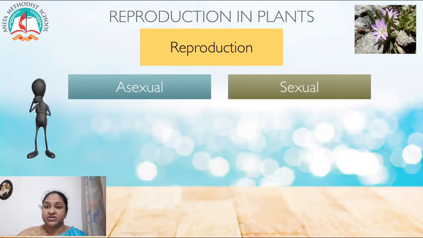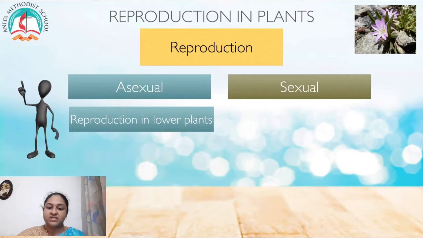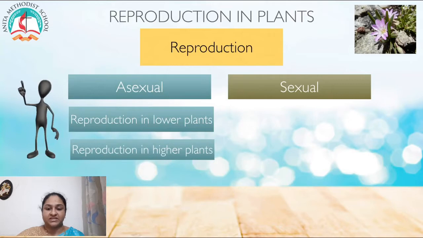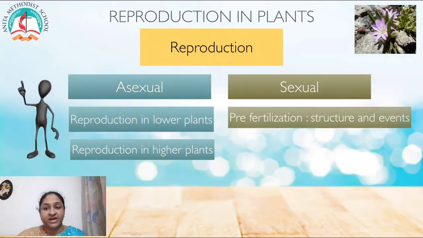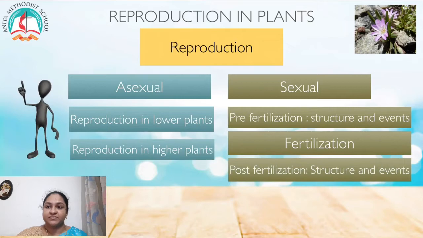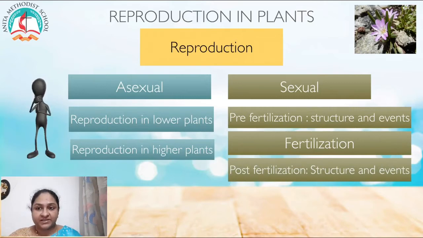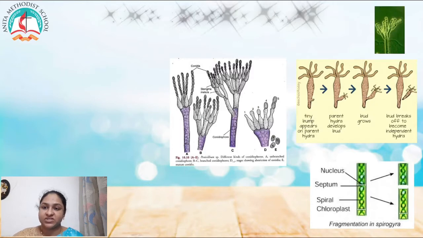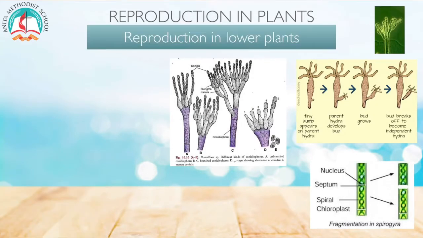Under asexual reproduction, you have learnt about reproduction in lower plants and reproduction in higher plants. And under sexual reproduction, we have learnt about pre-fertilization structure and events, fertilization, and post-fertilization structure and events. The reproduction method which helps to continue its own species without the involvement of gametes is called asexual reproduction.